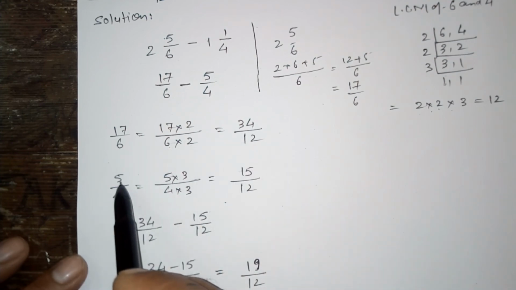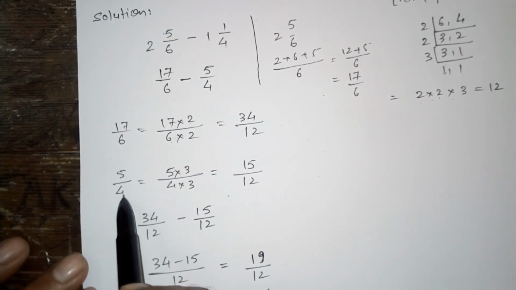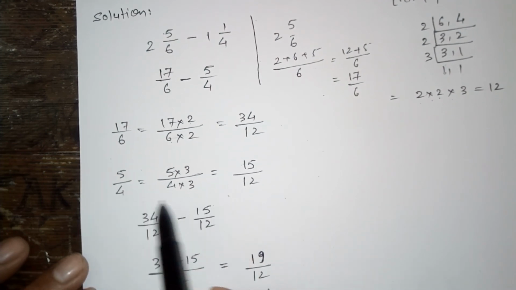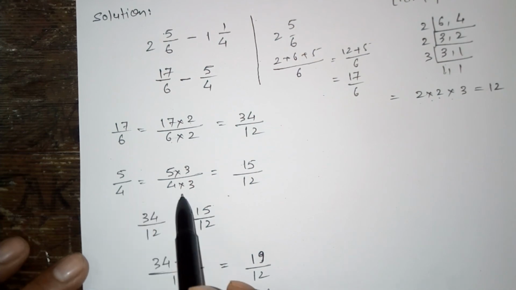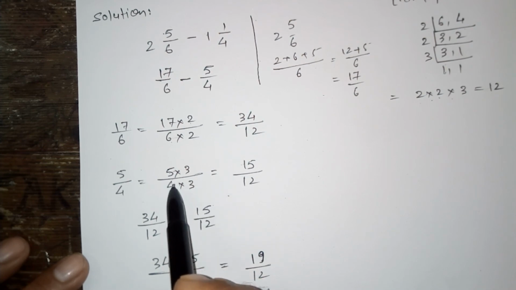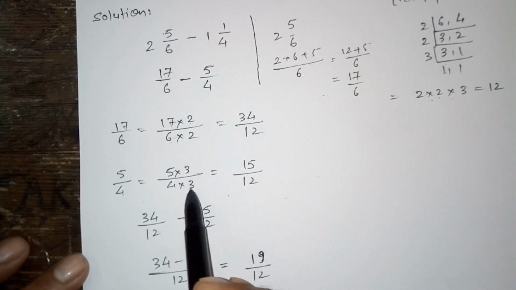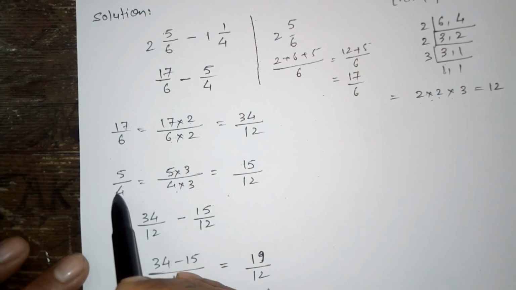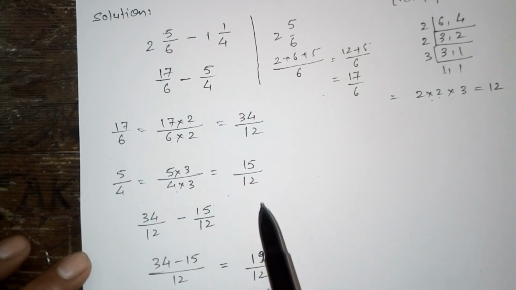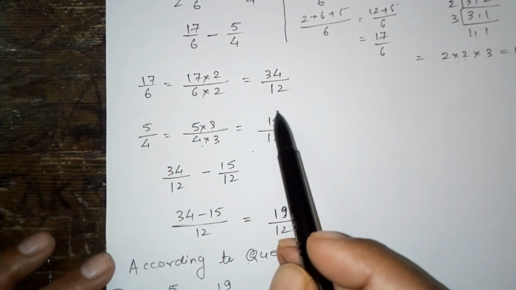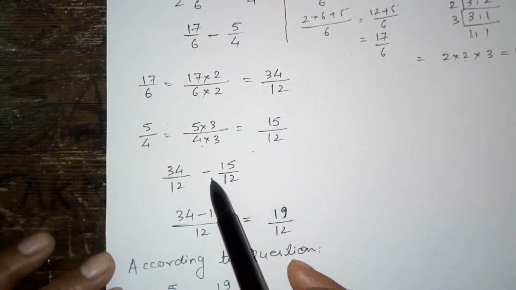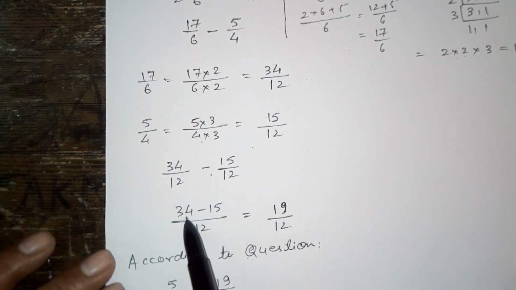Okay. And this is 5 upon 4. The denominator is 4. 4 is converted to 12. So what will you do? I hope that all of you know the multiplication table. In numerator and denominator, multiply by 3. 5 threes are 15, 4 threes are 12. 5 upon 4 is converted to 15 upon 12. Now look here. According to the question, 34 upon 12 minus 15 upon 12. 34 minus 15 upon 12 will give you 19 upon 12.